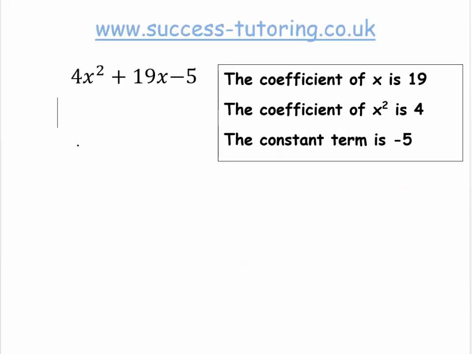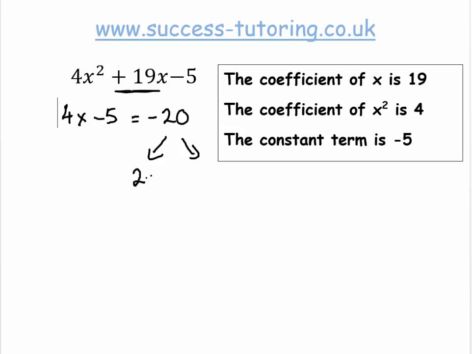Let's try this one here. Same process, but this time the coefficient of x is 19, the coefficient of x squared is 4, and the constant is minus 5. So I'm going to do 4 times minus 5, because the coefficient of x squared times the constant will give me minus 20. Find two factors of minus 20 that add up to give me positive 19.